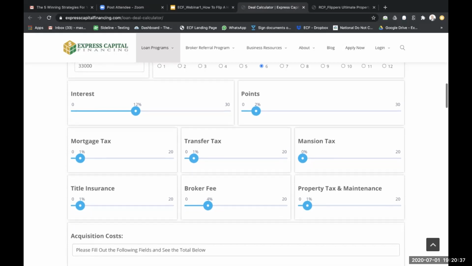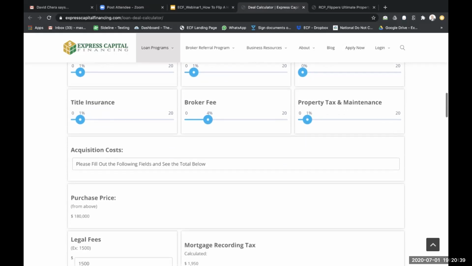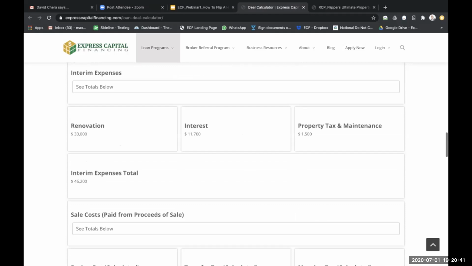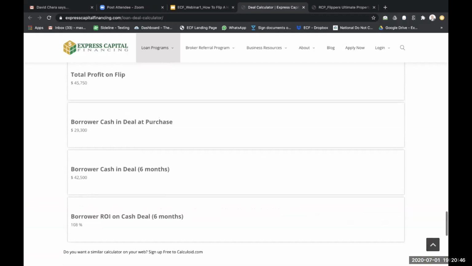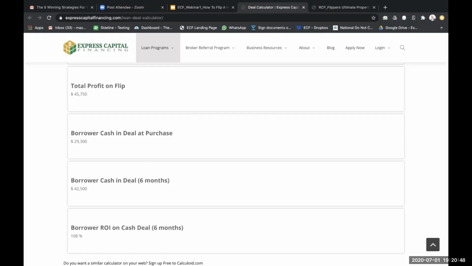And if you look all the way to the bottom, folks, the most important thing it's going to tell you is that if you're in the deal for 6 months, and again, that's you telling the system that you're in the deal for 6 months, you made a $42,500 profit, and your return on the investment after 6 months is 108%.